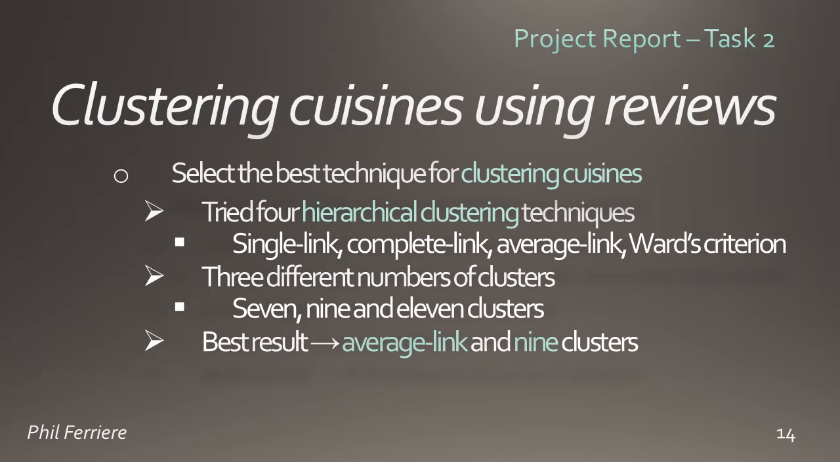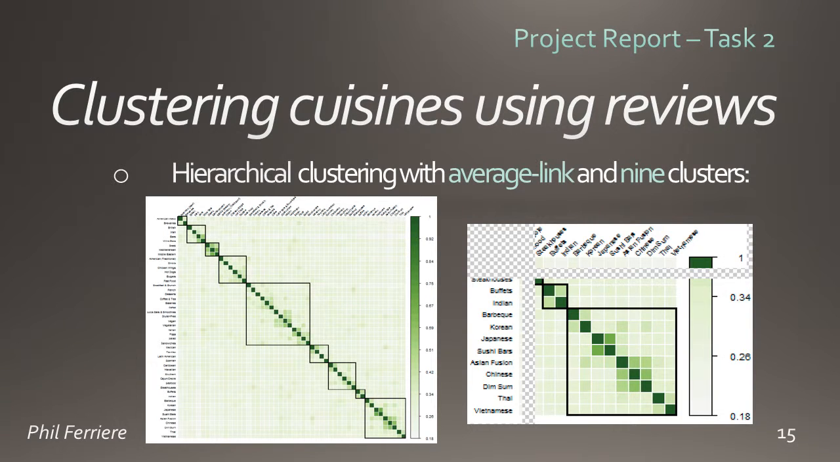For the last part of this assignment, I evaluated 4 hierarchical clustering methodologies using link-based similarity. I also tried 3 different numbers of clusters. The most meaningful clustering was obtained with average link hierarchical clustering and 9 clusters. In the final correlogram shown on this slide, the clusters are marked as black squares. The image on the right is a zoomed version of the bottom right cluster in the correlogram.